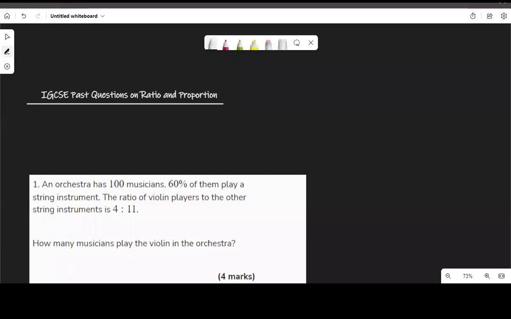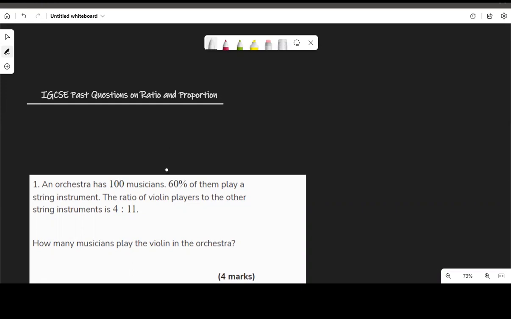In this lesson, we're going to solve 5 questions on ratio and proportion. In our previous class, where we discussed this topic, I mentioned that we're going to use the knowledge to answer some past questions on IGCSE. So here are some questions.